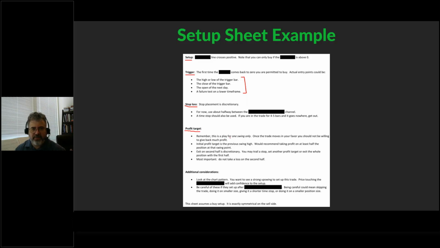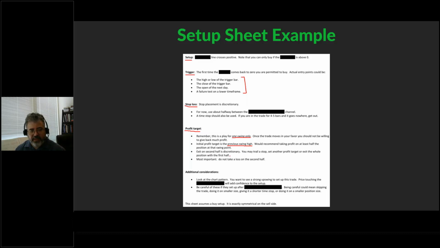So this, I don't know how old this sheet is. This probably comes from, I don't know, 2004, 2005, and we're still saying a lot of the same things, right? Remember, this is a play for one swing only. We discussed that in trade management. Initial profit target is at the previous swing high. So you're seeing a lot of the same things, right?